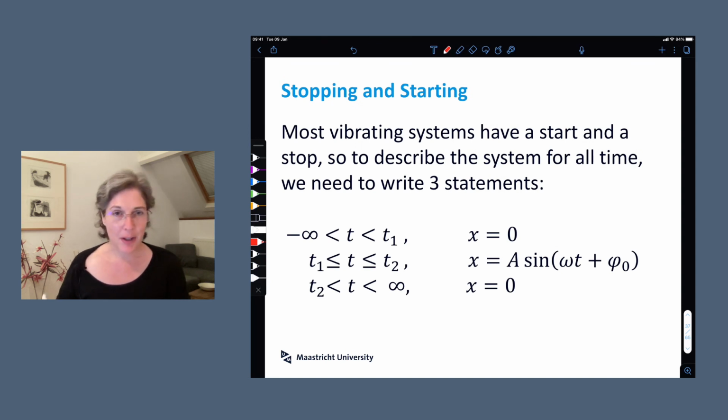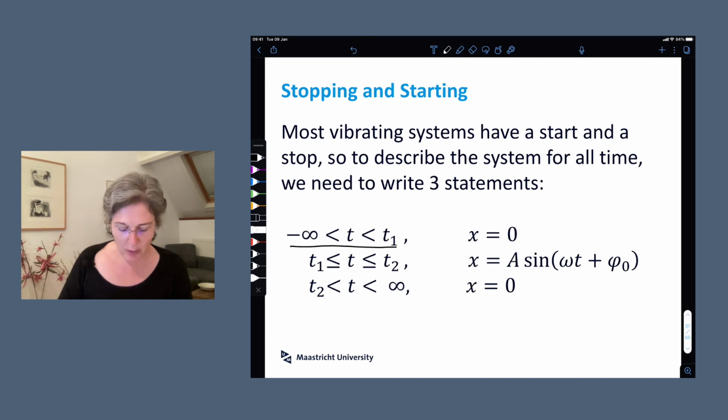Now, just to be completely correct and make sure that we're mathematically dealing with all situations, most vibrating systems start and stop. They haven't been going since the universe began, and they won't be going until the universe ends. So technically speaking, if we want to describe a system for all time, we will end up writing 3 statements. The first statement will tell us what happens from t equals -infinity all the way up to t1, which we're thinking of as when our vibration starts. And we're assuming that during this time our system is at rest.